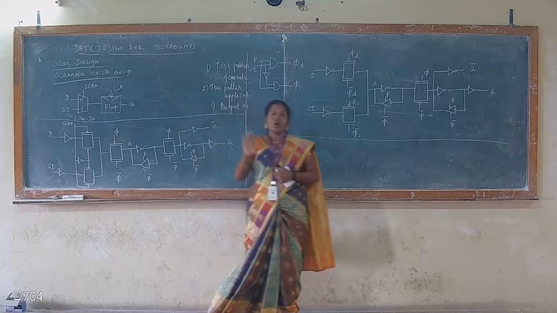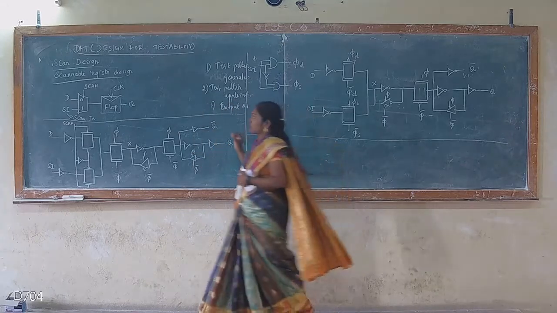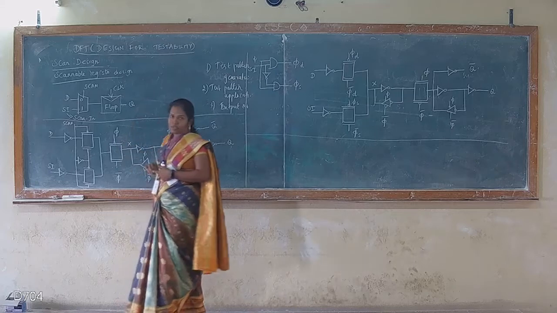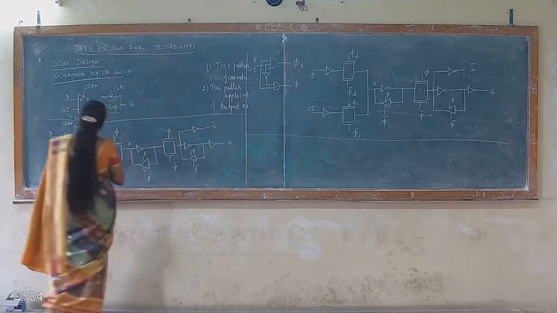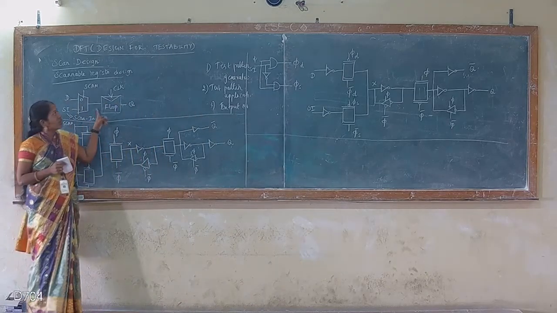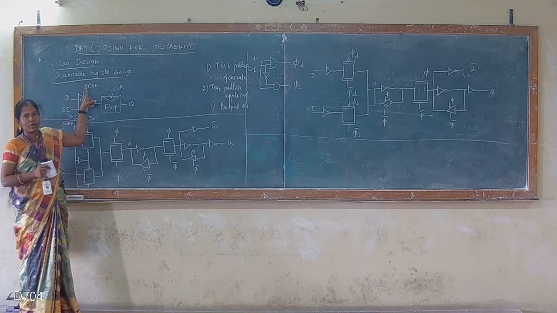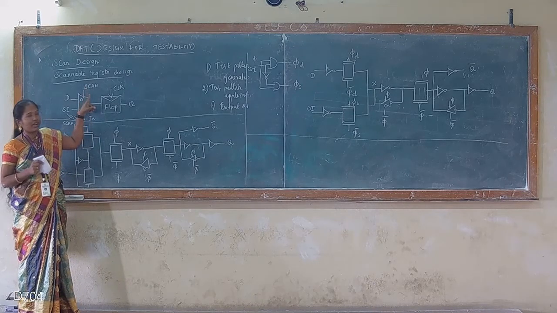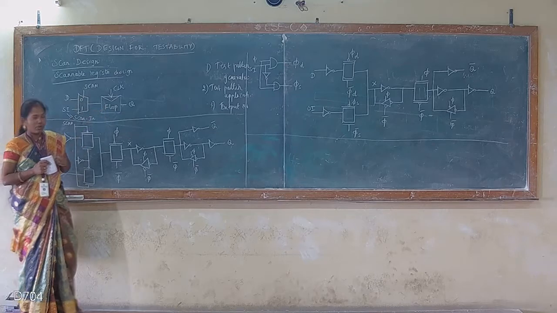Scan design. So how are we implementing the scan register using the transmission gate? So now, this is a scan register. A scannable D flip-flop can be constructed by adding a multiplexer to the D flip-flop.